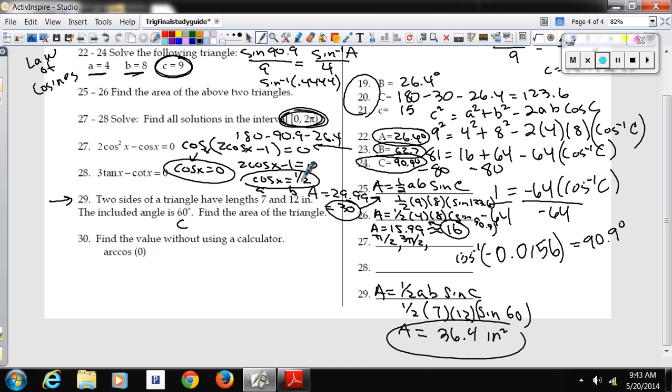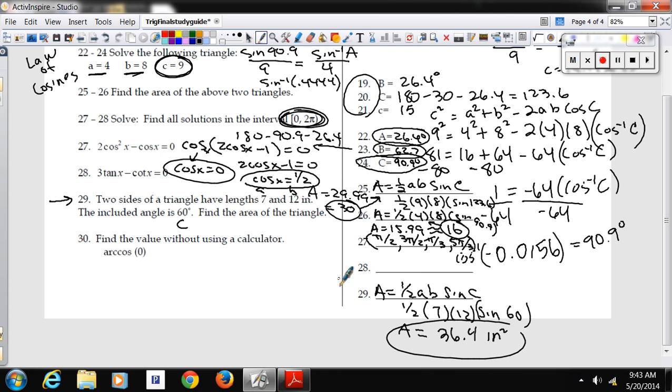Where is the cosine of positive 1/2? That would be at pi over 3 and 5 pi over 3. So you have these four answers right here. That would be number 27, those four solutions.